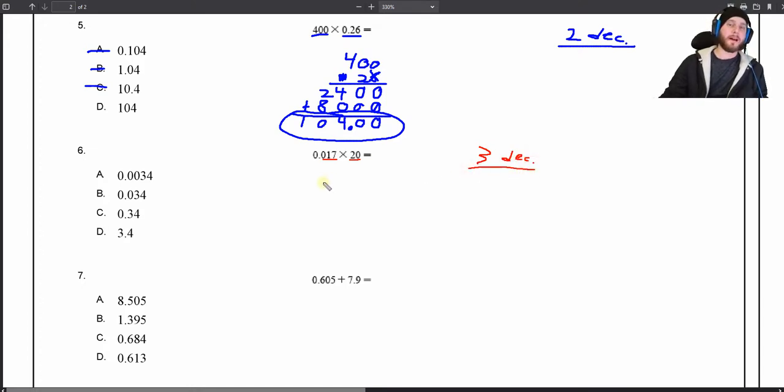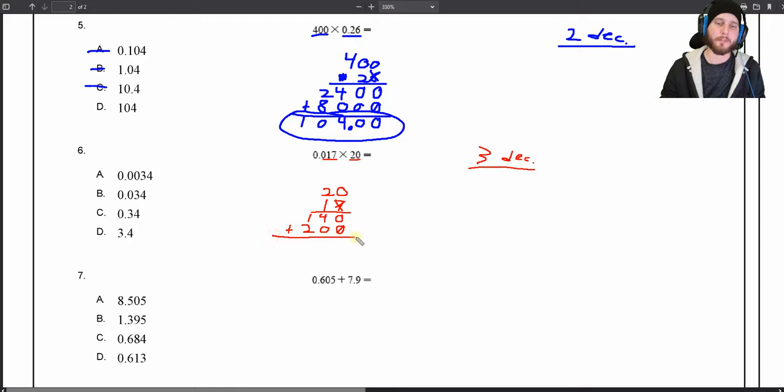So now that I've gotten that, I can go ahead and start multiplying. This would be 0.017 times 20. I don't really need those zeros. I can just do 20 times 17, and then place my decimals in a minute. So I'll put 20 on top, 17 on the bottom. 7 times 0, and 7 times 2, that is 14. Cross out what I've used, put my placeholder. And then we've got 1 times 0, and 1 times 2, which is 2.